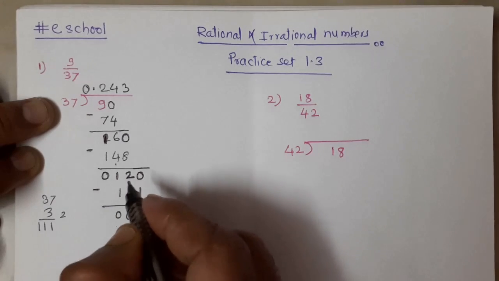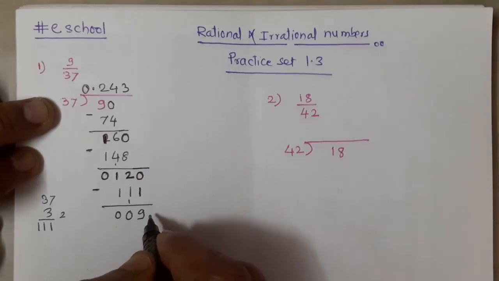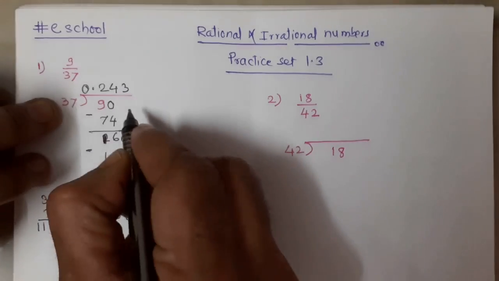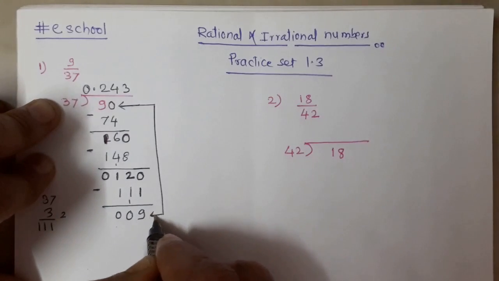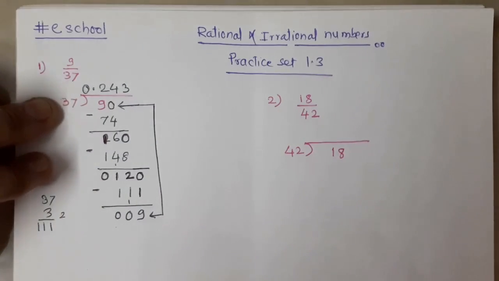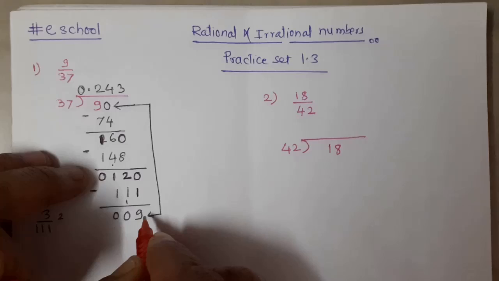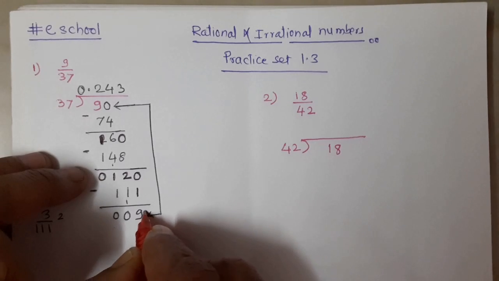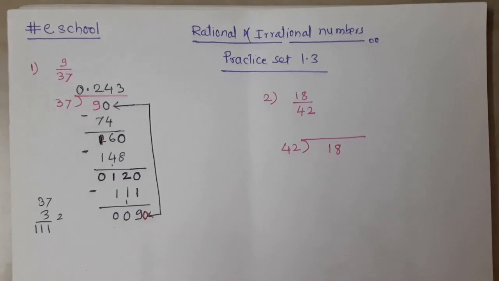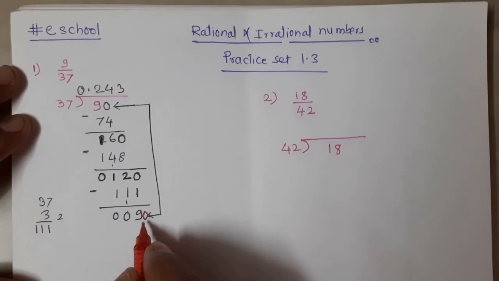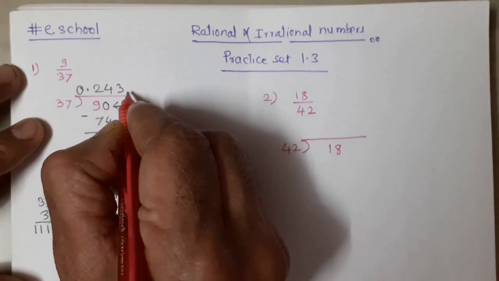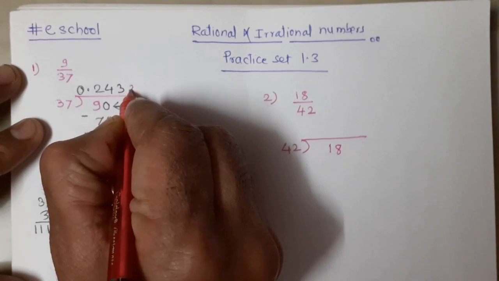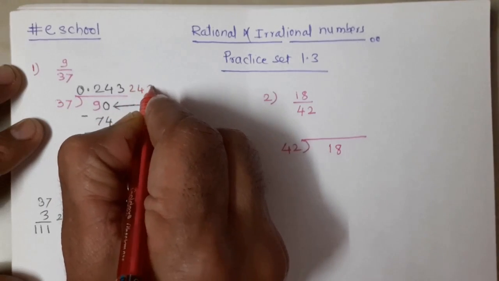So again we cannot divide 9 by 37. The same condition repeats over here. That's why we have to take 0 here. So again it will become 90. And when we divide 90 by 37, it again repeats 2, 4, 3.